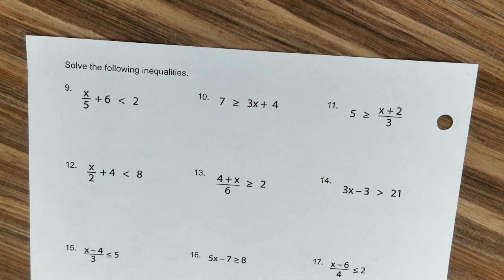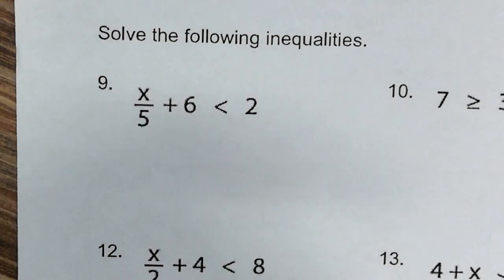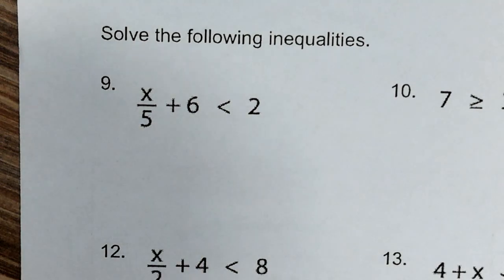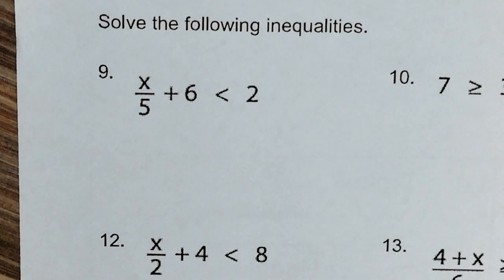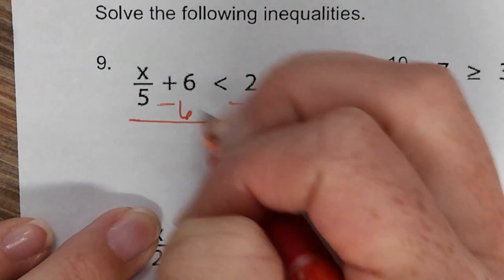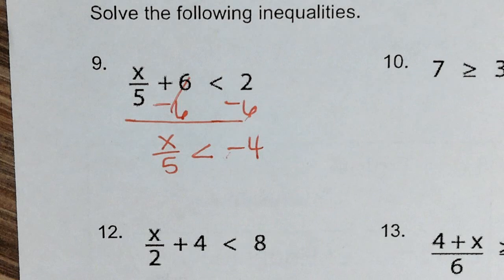Flip to the back. We're not going to do all of these. Let's just go do a few. Look at number 9. What is the coefficient of x in this one? 1. What number's attached to it? 5. It's being divided by 5, so the coefficient's actually 1/5, just so y'all know, but the 5 is attached to it. So what do I get rid of first? We always get rid of coefficients last. The 6. So I go -6. So I have x divided by 5 is less than -4, because 2 minus 6 is -4.